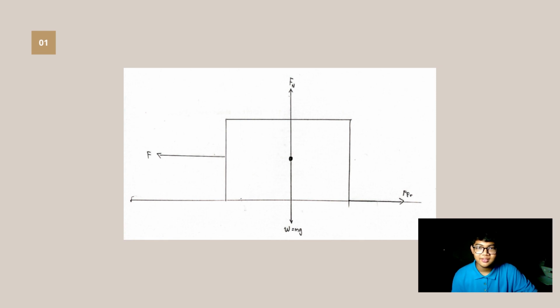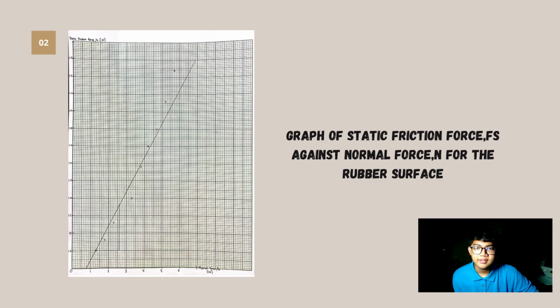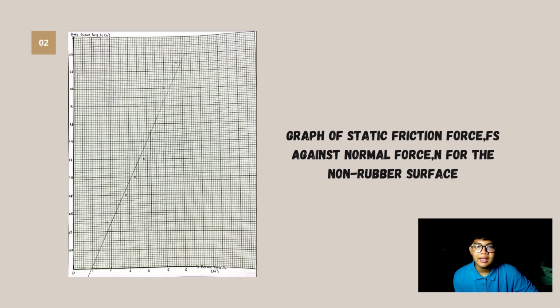For the first analysis, this is the free body diagram of the wooden block that we have drawn and labeled. Next is the second analysis. As you can see, this is the graph of static friction force against normal force for the rubber surface. And this is the graph of static friction force against normal force for the non-rubber surface.